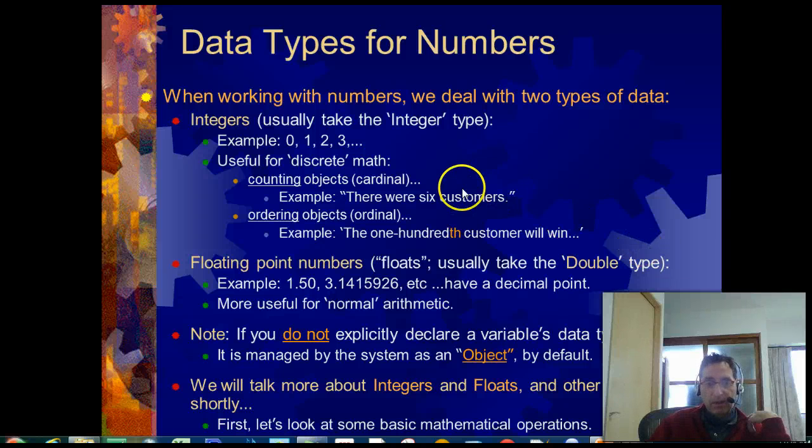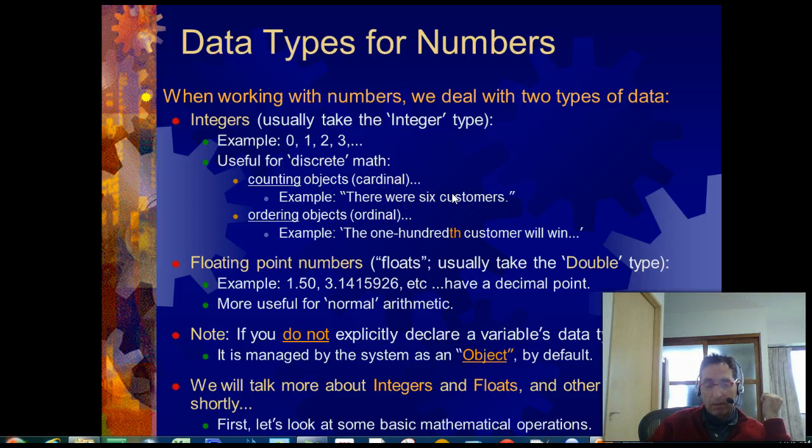Okay, data types. So we have integers, we have what are called floating point numbers, which just means decimal points, and so on. So integers usually take the integer type, so 0, 1, 2, 3, useful for discrete math, counting, in other words, useful for counting things. So if you want to count the number of customers, you might use a variable which is an integer, right? You wouldn't really need to use decimal points if you're talking about number of customers.